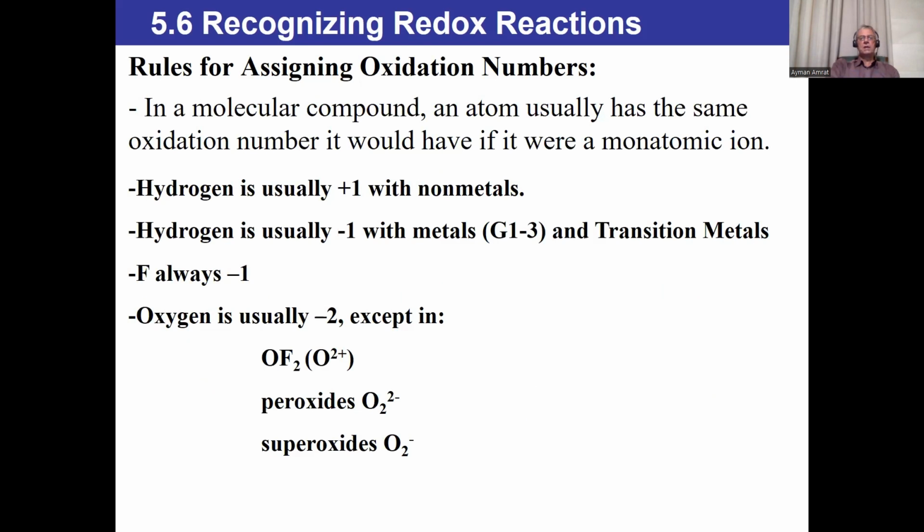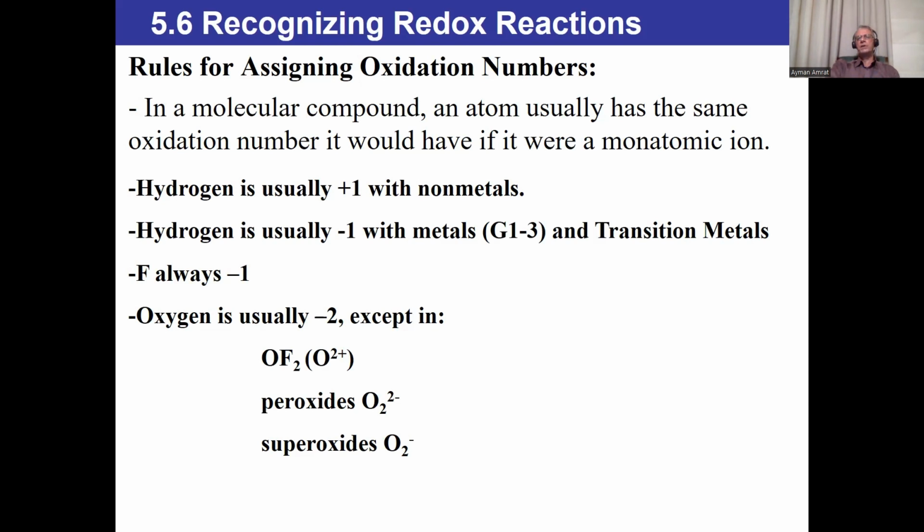Rules for assigning numbers in molecular compounds. An atom usually has the same oxidation number it would have if it were monoatomic. For example, hydrogen usually forms a +1 cation with non-metals, like in water, H2O, where hydrogen is +1.